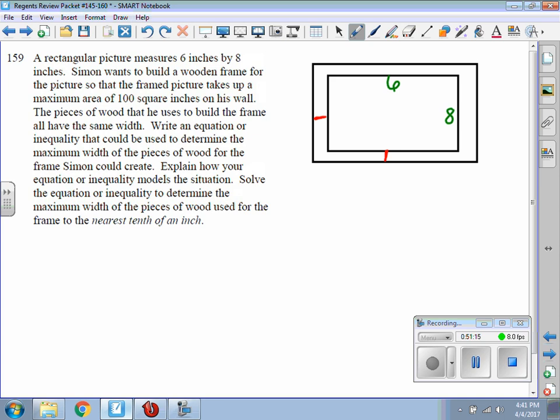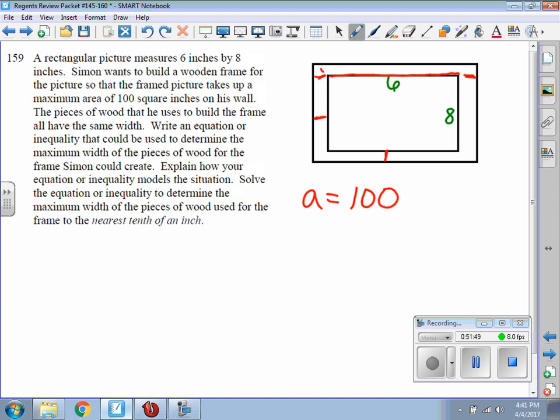Okay, write an equation or inequality that could be used to determine the maximum width of the pieces of wood for your frame Simon could create. All right, so we need to figure out what equation would be used to model this. Well, the entire shape has an area of 100 square inches. So the entire shape length times width, well, the length is 6 plus 2 more pieces.